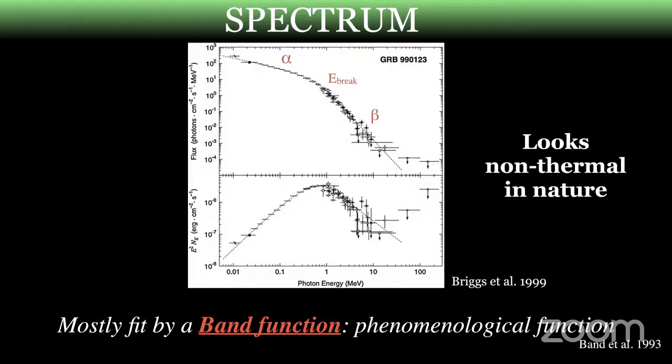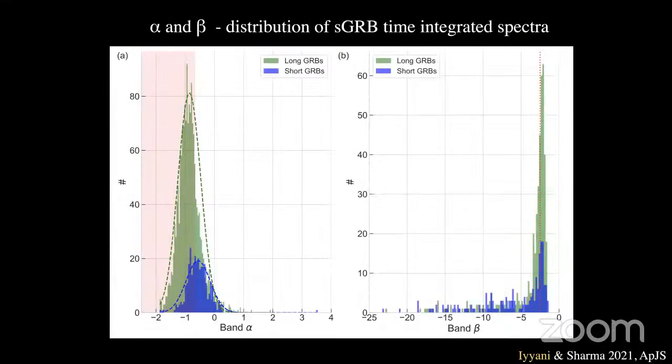As you can see in the upper panel, it's just two power laws smoothly joined at the E break. And what we use as a diagnostic is the low energy power law index, denoted as alpha. So what we did was look at the alpha and beta distribution of short GRBs, that is, for the time integrated spectra of Fermi detected GRBs. What we have shown in blue is the distribution for short GRBs, and in green for long GRBs.